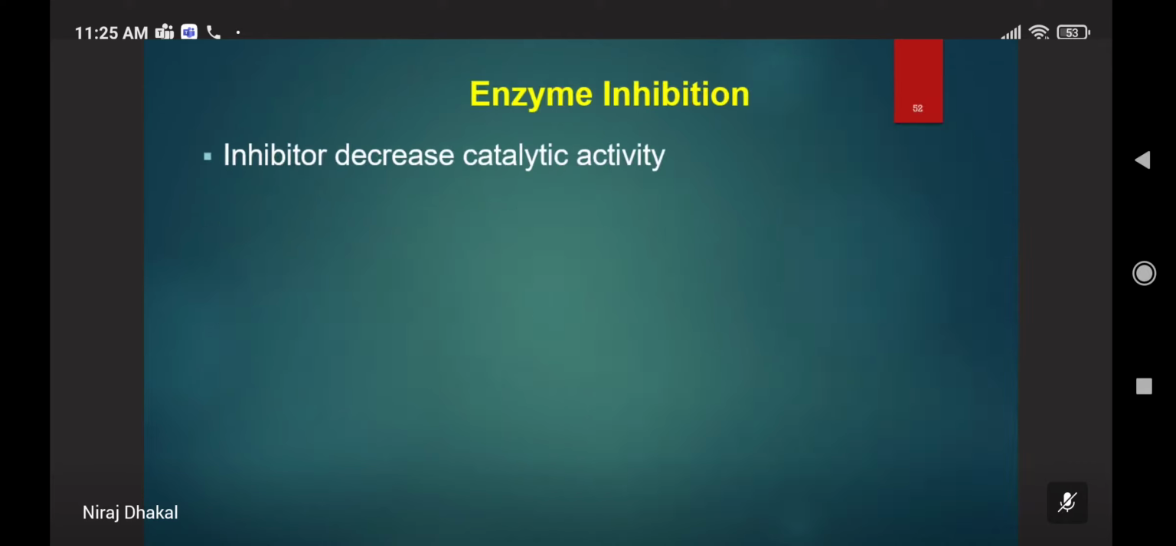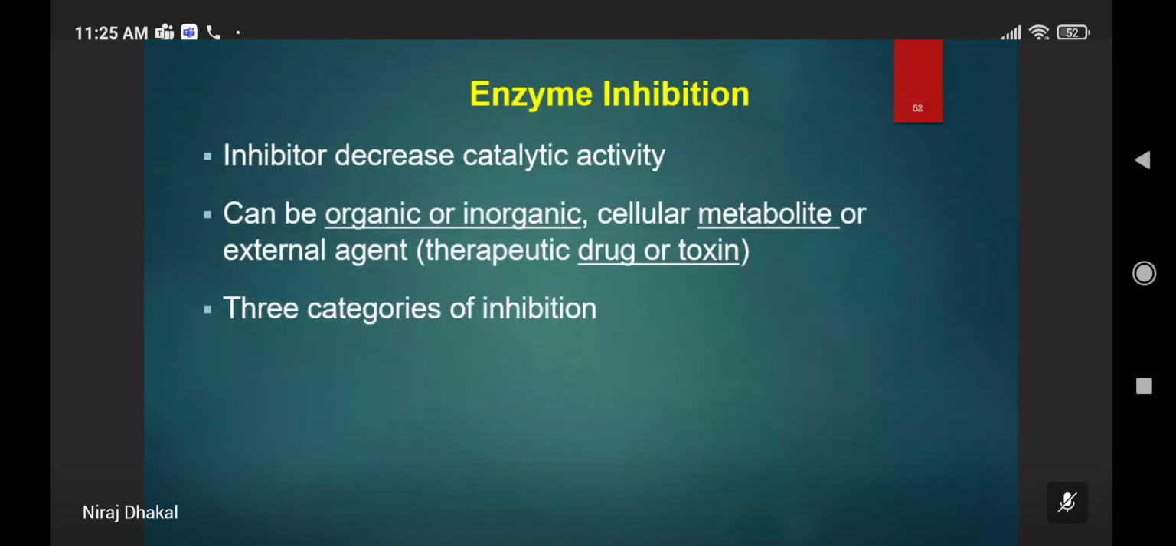Okay, now let's discuss enzyme inhibition. Inhibitors are substances which decrease the catalytic activity of an enzyme. They can be organic or inorganic. Organic means carbon based, and inorganic means normally metals, minerals, ions, vitamins, etc. Or they can be cellular metabolites produced during normal metabolism that affect the activity of the enzyme, or external agents like therapeutic drugs or toxins.